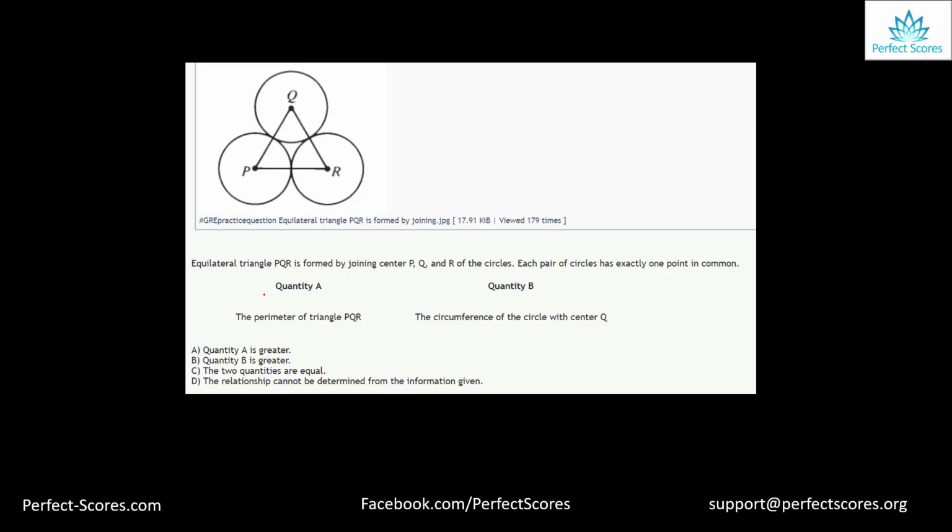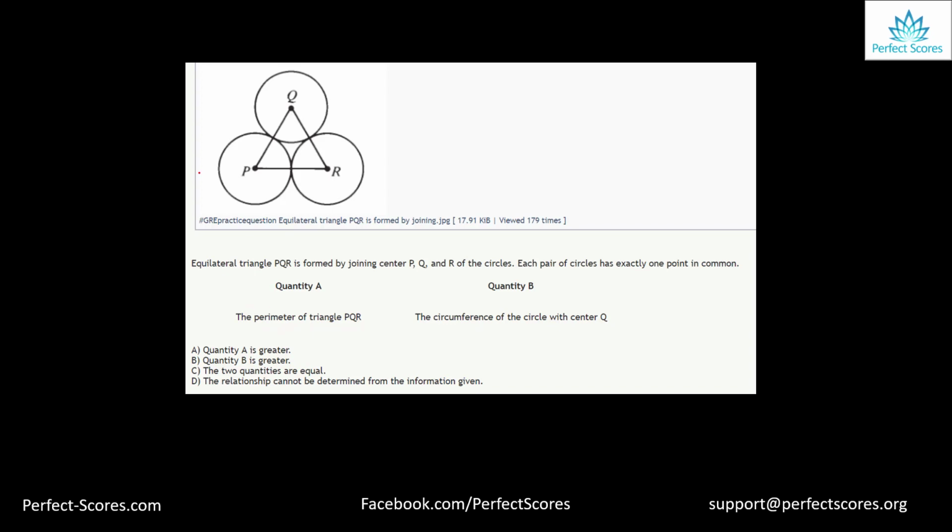Okay, so this question says that we have an equilateral triangle PQR, which is formed by joining the centers of the circles. So these are the centers of the circles, and each pair of circles has exactly 1 point in common. So that means these are tangents. These circles are just touching each other.